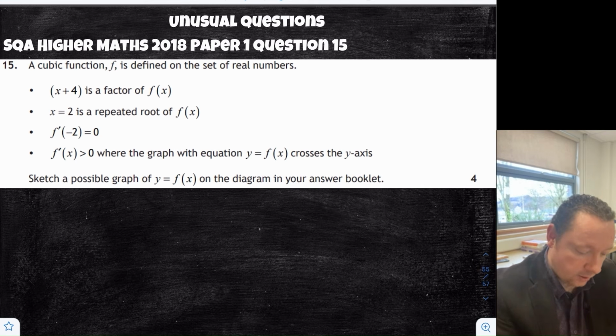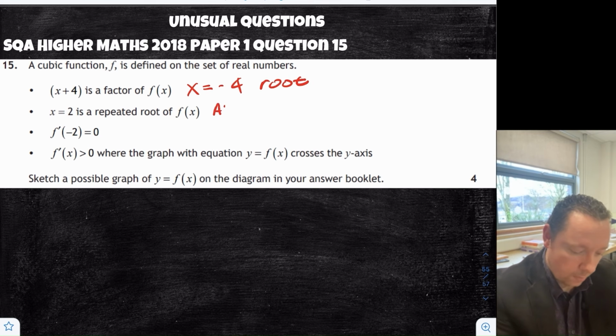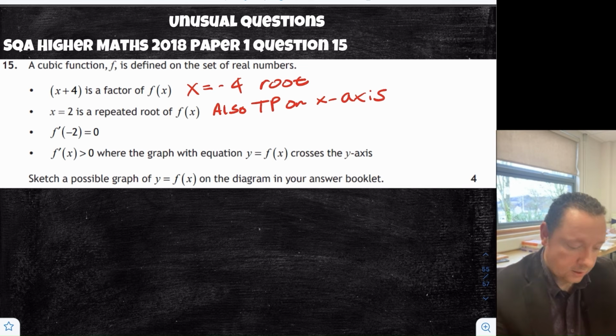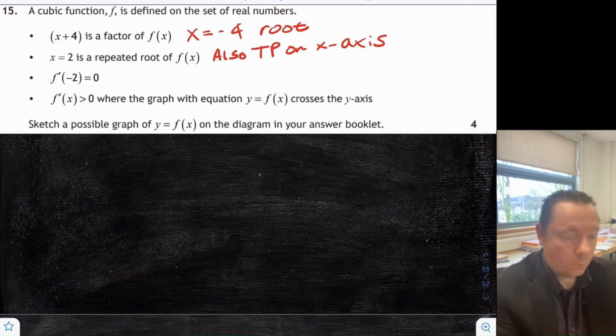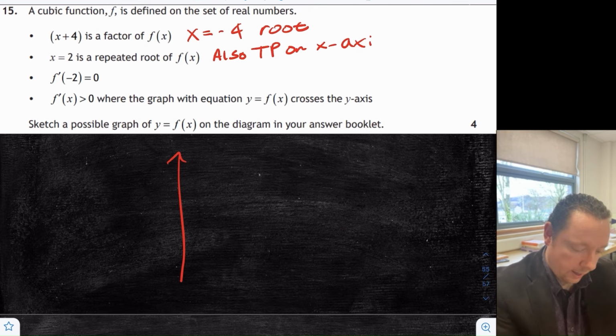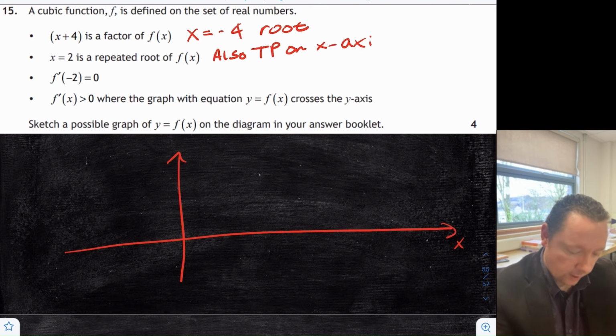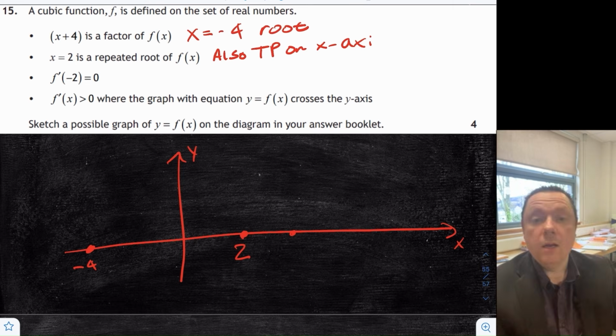x plus 4 is a factor means that x equals -4 is a root. That's where it crosses the x-axis. x equals 2 is a repeated root, which means that it's also a turning point on the x-axis. That's what happens when you've got a repeated root. So we can start drawing a graph. We can look at the other options in a minute. But if we draw a y and x-axis, just a quick sketch, we've got -4 as one of our roots, and we've got 2, I'll just put it here actually, as another root.